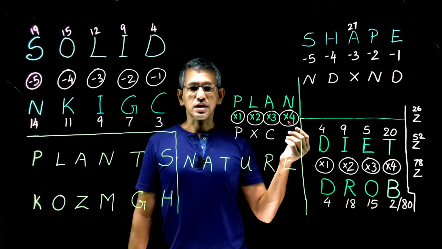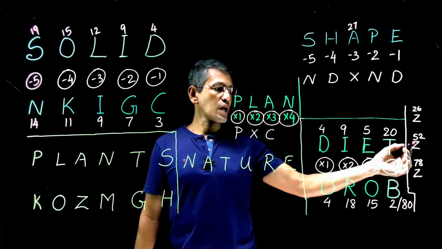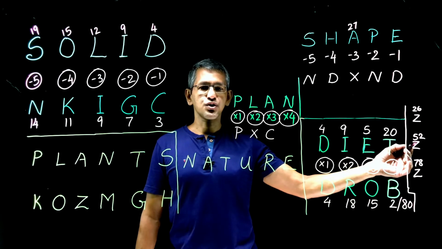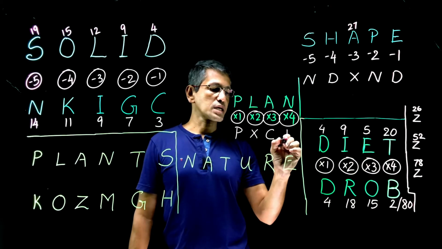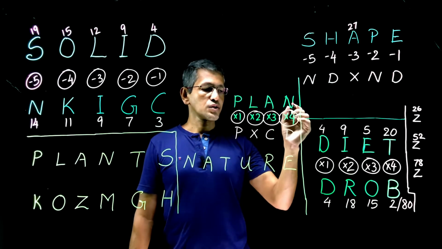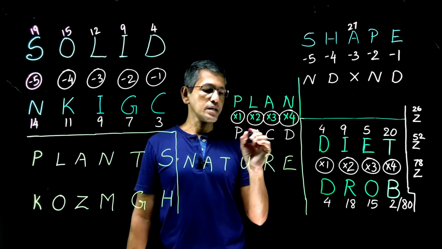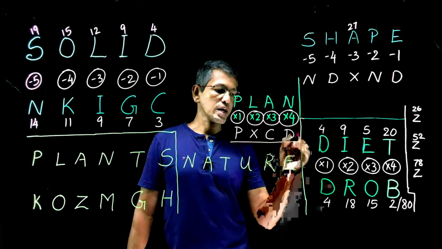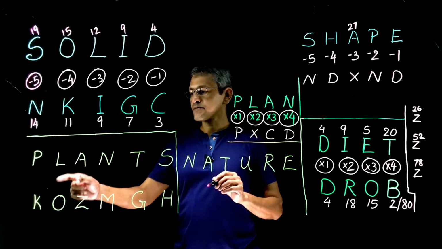Well, that is 56. 56, the nearest value of Z would be what? 52. And 56, 52 plus 4. So this would be D. So 56th letter would be D. So that would be the code for plan, PXCD. Right? That part is done. Now we have to look at the third one right here.